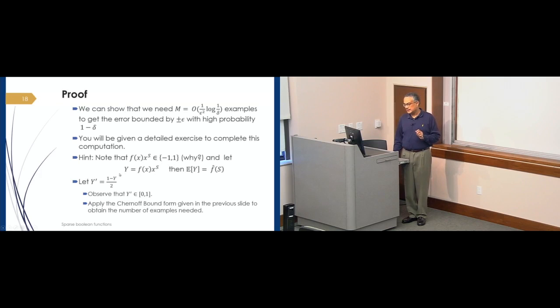Now let us write the symbol y to be f(x) times x sub s. The second observation I want to make, something we stated earlier on, is that the expectation of y is f hat of s. So if I could compute this entire expectation, we're in great shape. We're trying to estimate it, right? Now let y prime be (1 minus y) divided by 2. Just an algebraic step. First observe, with a few minutes of work, that y prime is either 0 or 1.